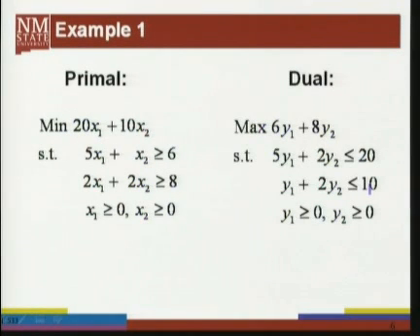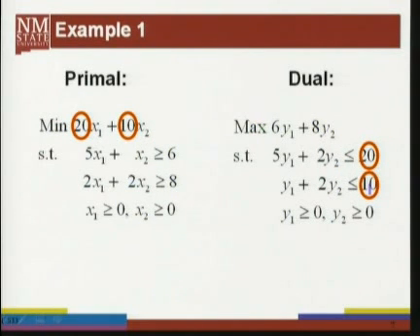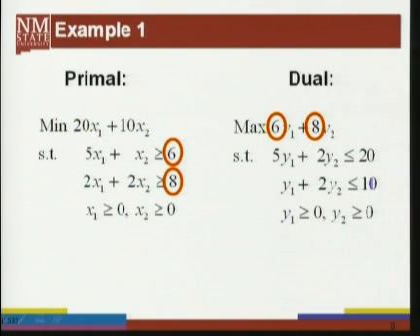Okay, then let's take an example for this. The primal problem is a minimization problem with greater than or equal constraints, right? While the dual problem is a maximization problem with less than or equal constraints. And the objective coefficients of the primal problem serve as the right-hand side vector of the dual problem, right? And conversely, the right-hand side of the primal problem serves as the objective coefficients of the dual problem. Okay?